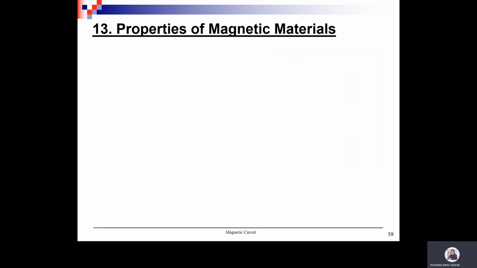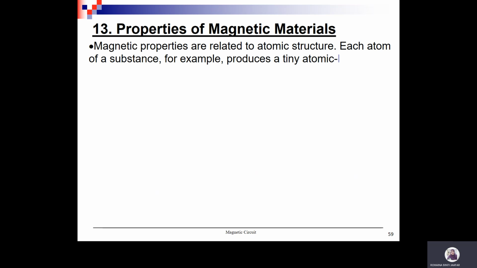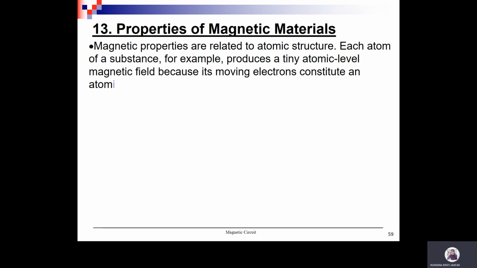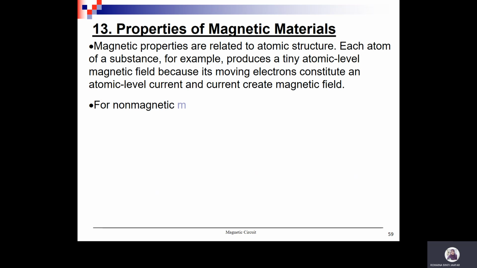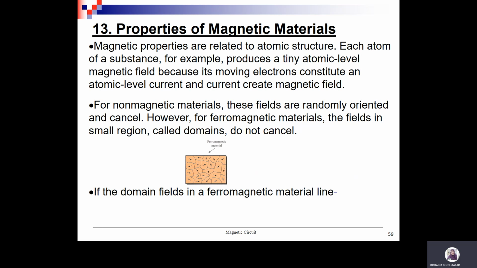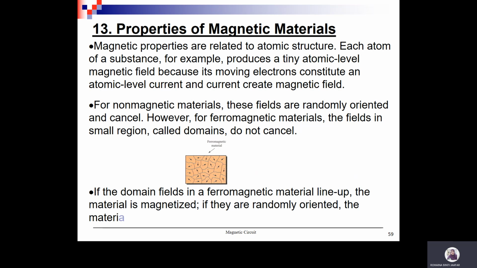circuit analysis. Okay, and then the next subtopic is properties of magnetic material. So start from this subtopic. It involves theoretical information. Okay, magnetic properties are related to atomic structure. So each atom of a substance, for example, produces a tiny atomic level magnetic field because its moving electron constitutes an atomic level current, and current creates a magnetic field.